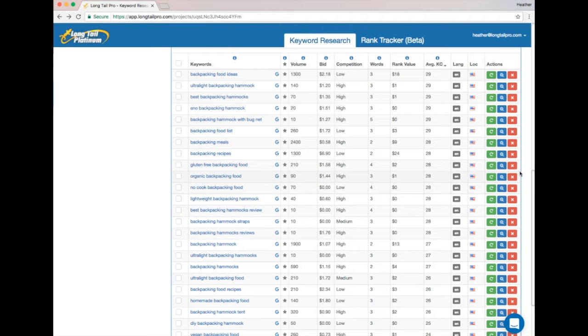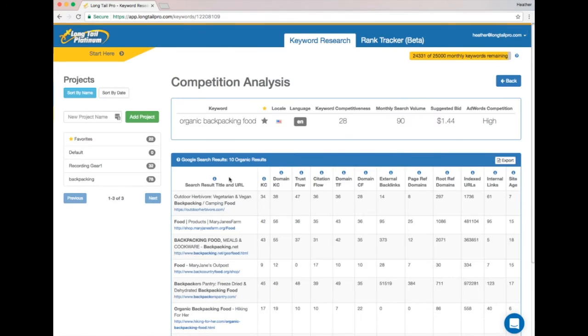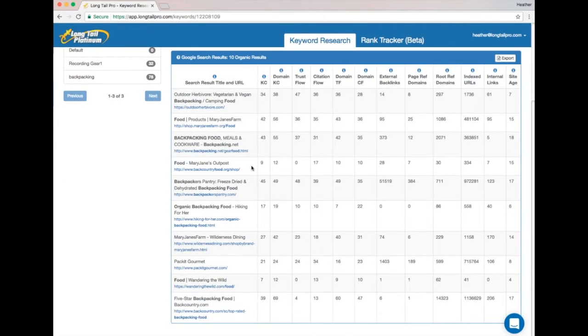So I'm just going to look at this keyword, organic backpacking food, which has a keyword competitiveness score of 28 and 90 searches per month. And let me point out a few things that you should be looking at when you're making your decisions. So we'll click on the keyword to get into the competition analysis, and then scroll down to look at all of the competitor results.